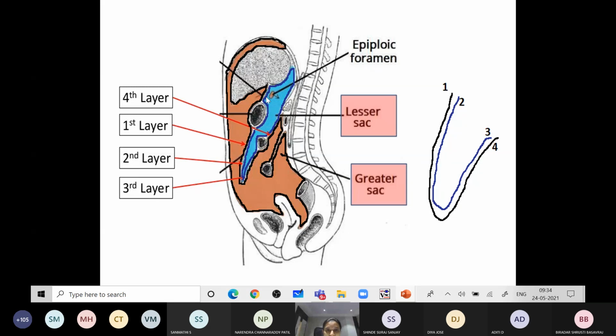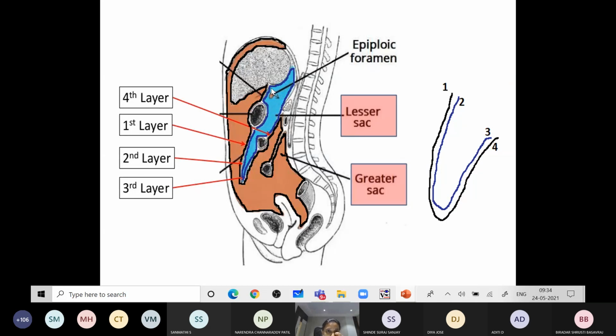This blue line is the peritoneum of the lesser sac. This light blue space is the lesser sac. The brown one is the greater sac. This lesser sac is covered by peritoneum of the lesser sac.